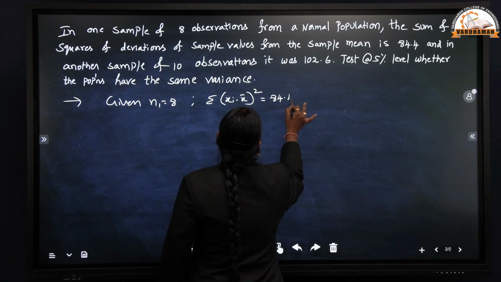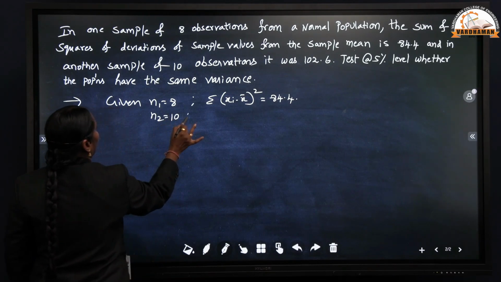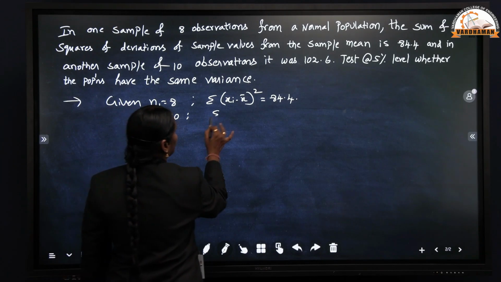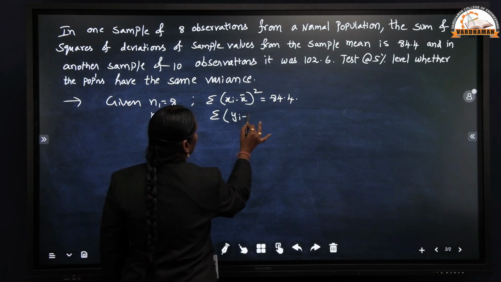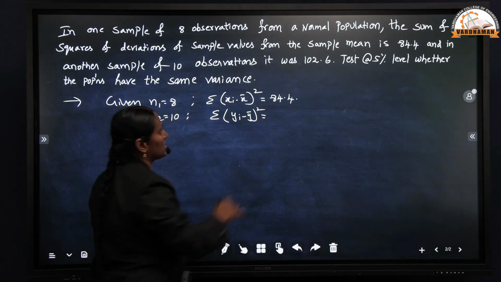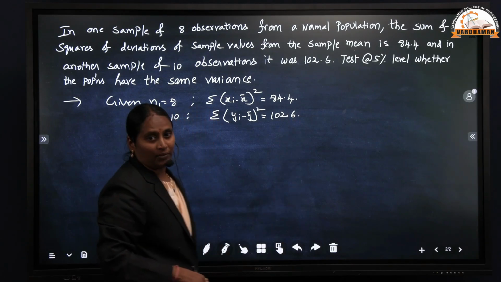This is the given value in the problem, and n2 is equal to another sample of 10 observations. We define the sum of the squares of the deviations from the mean as summation of yi minus y bar whole square, which is equal to 102.6. These are the given values.